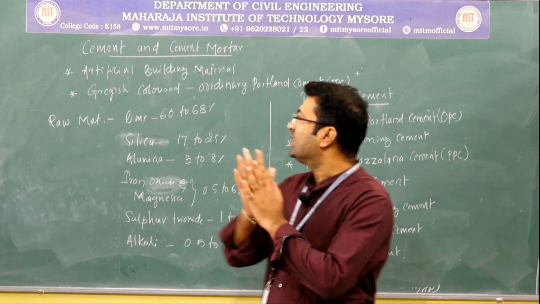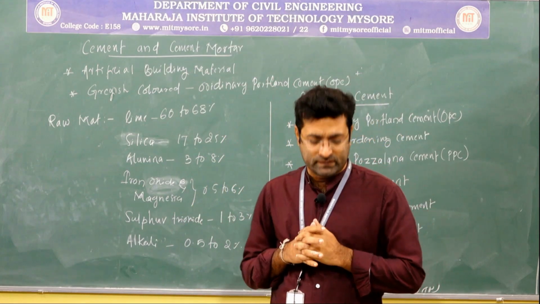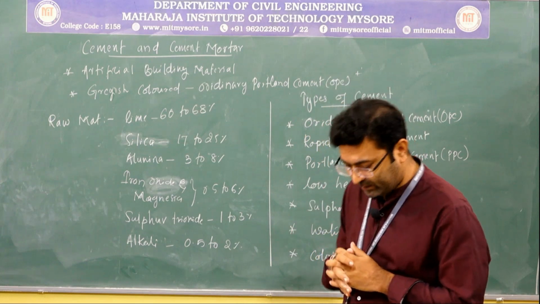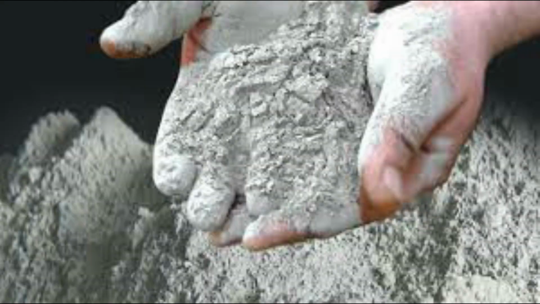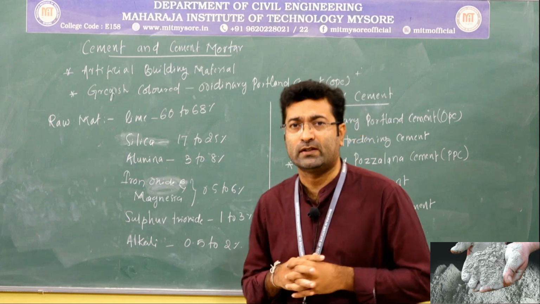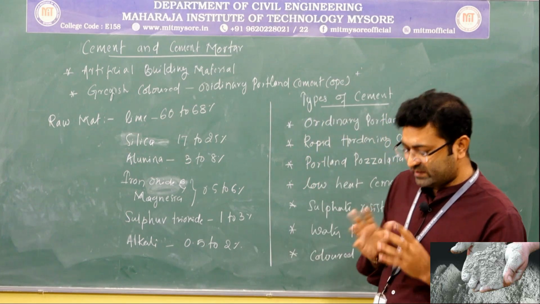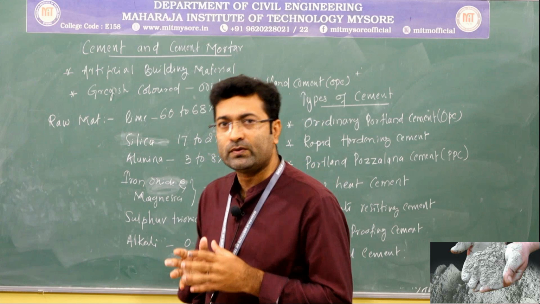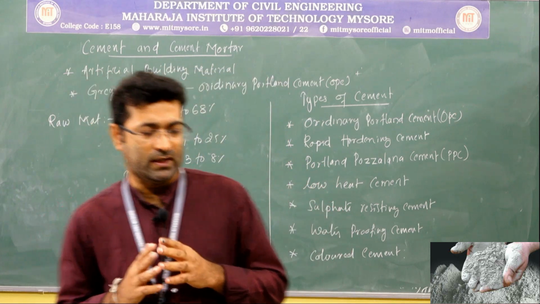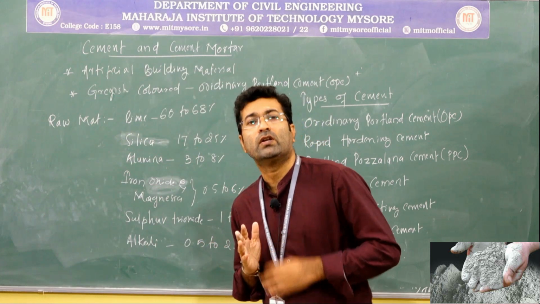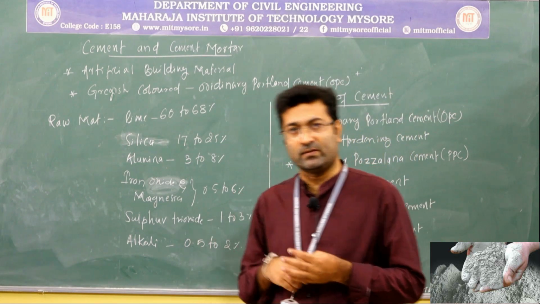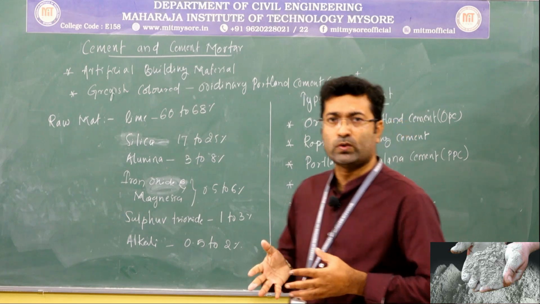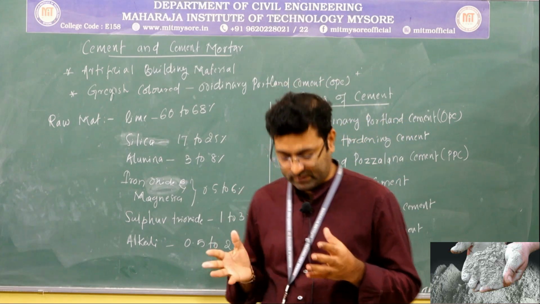Okay. The next material of construction is cement and one more similar material, cement mortar. Cement is basically used in construction as a binding material, which is an artificially produced or manufactured construction material like bricks, whereas stone is a naturally available material.